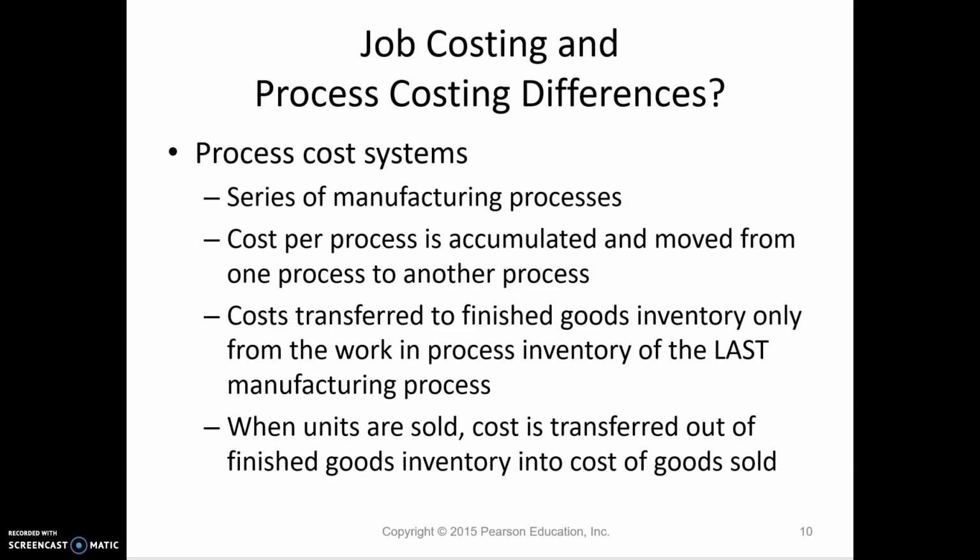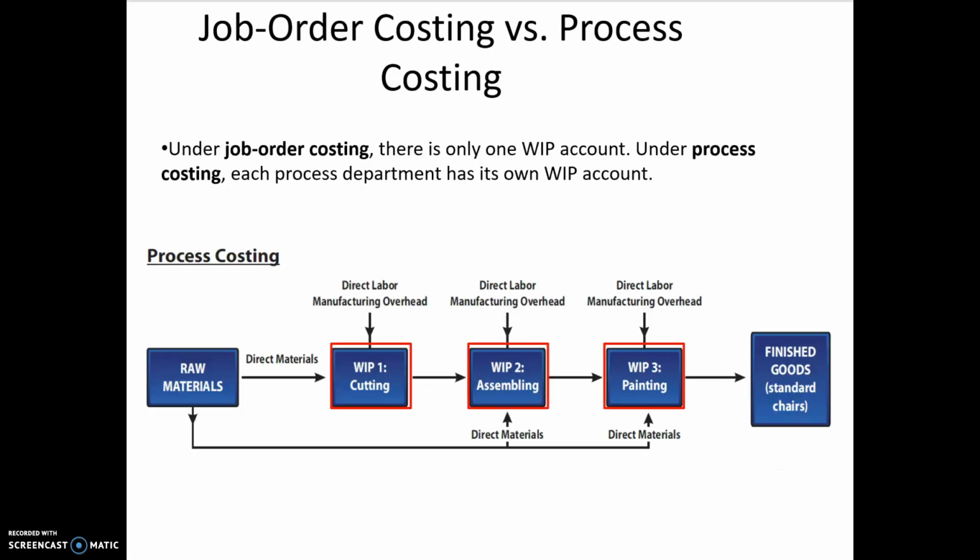But still, when we get to the last process, then the costs are going to move into the finished goods inventory. And same with job costing, after finished goods inventory, they move into cost of goods sold. And so when we were talking about job costing, any of the costs that you were putting on the job cost record were also recorded in the work in process inventory account. Under process costing, we are going to have multiple work in process inventory accounts. So each process or department is going to have its own work in process inventory account.